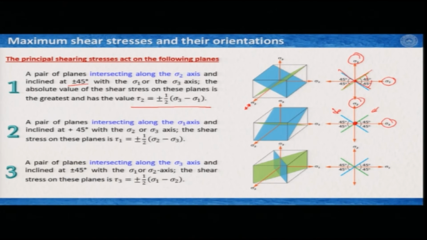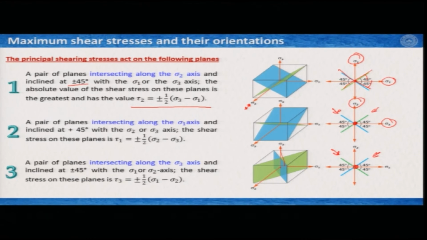Again, for the third consideration, what is left, you can have the intersection along the sigma 3 axis, and therefore, here in this case sigma 3 is this direction. So, it is perpendicular to the board, and you have two different planes that you generate.